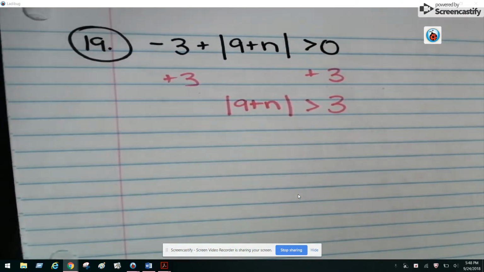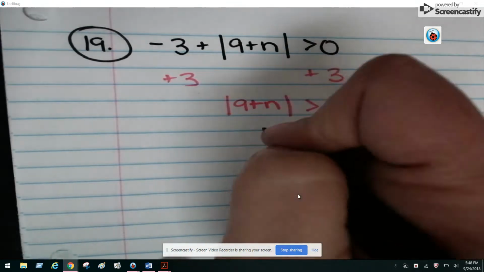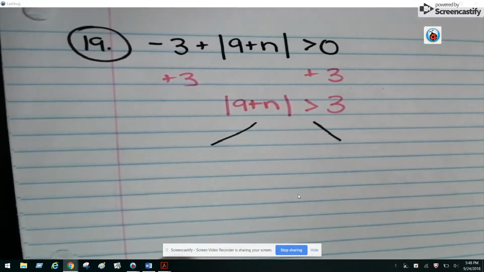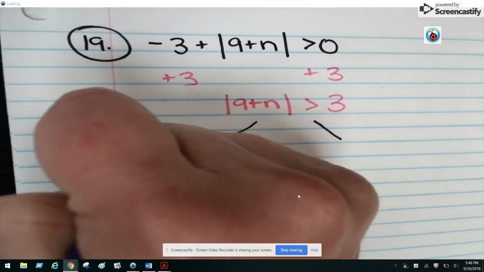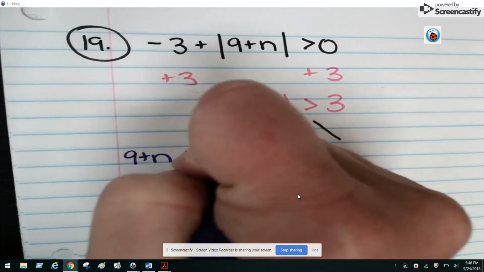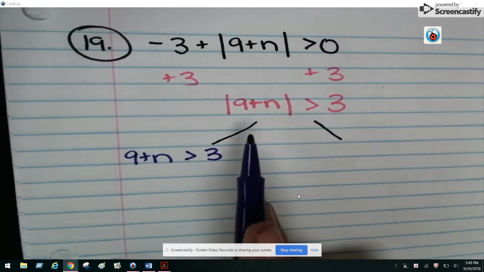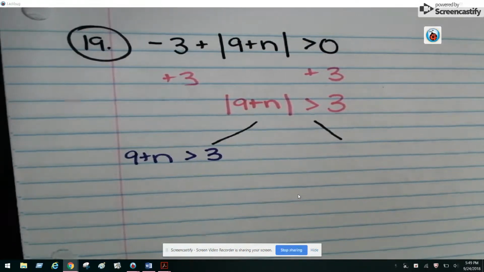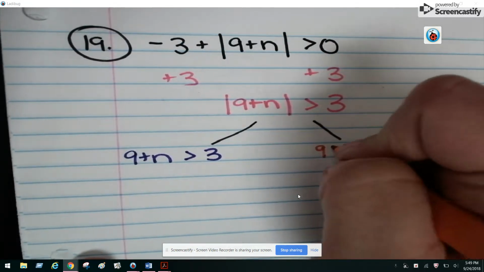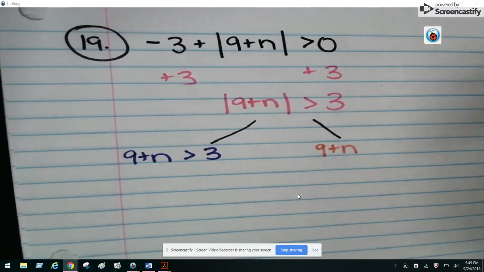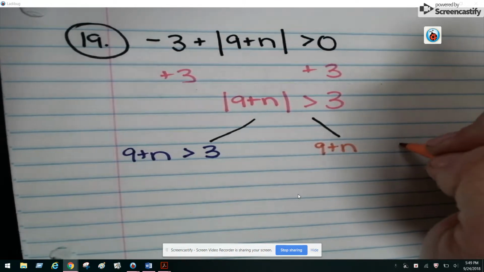Now that we have our absolute value completely isolated, we can separate it into 2 separate inequalities. So I'm going to have 2 separate ones here. I'll have 9 plus n is greater than 3, and that's basically just what we had here without the absolute value symbol. But then for my second inequality, I'm going to have 9 plus n. That won't change. But now I need to have this being a negative 3 over here.